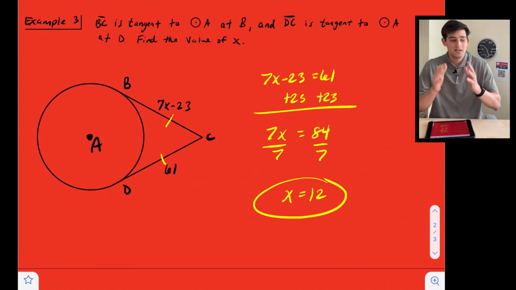Okay, so that is the tangent line to circle theorem and the external tangent congruence theorem.